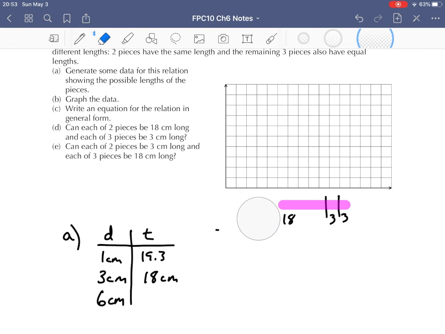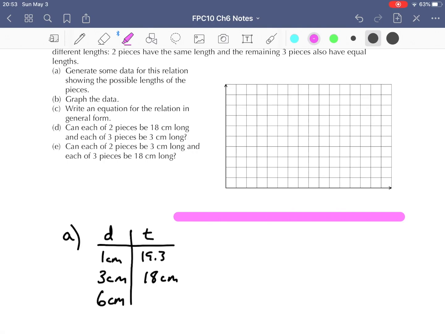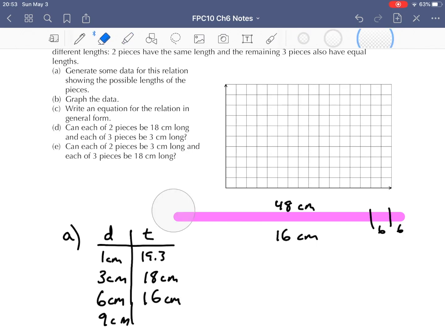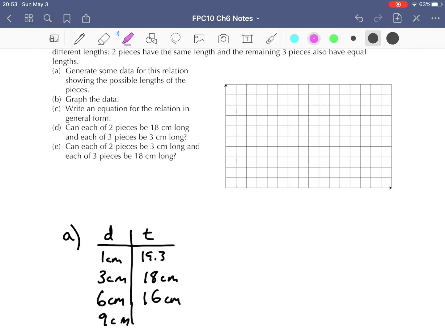Let's try 6 centimeters for my 2 pieces. So I'm going to erase this. And you should start to see a pattern here. So I've got a 6 centimeter piece and a 6 centimeter piece. That means I've got 48 centimeters left over. Divide that by 3, and that's 16 centimeters. Let's try 9 centimeters.